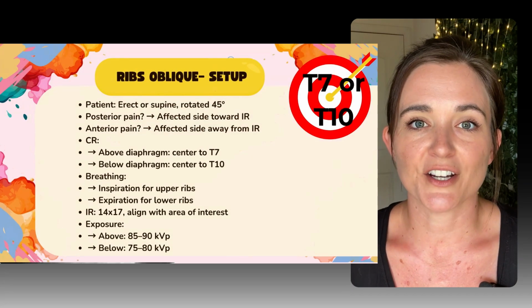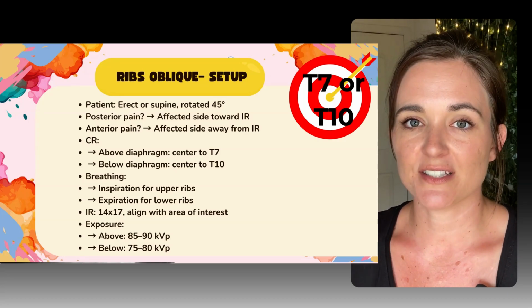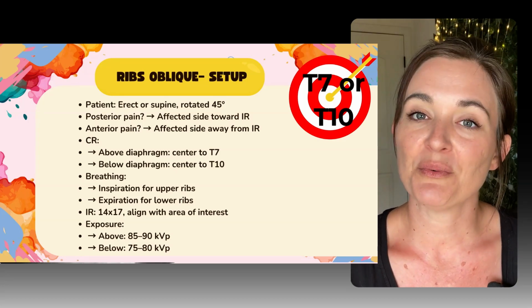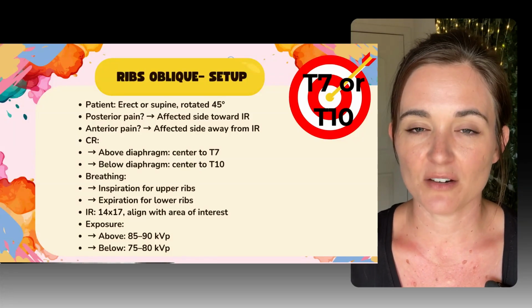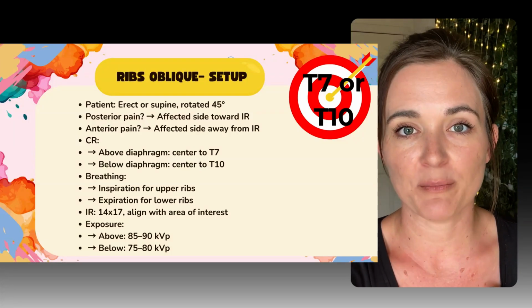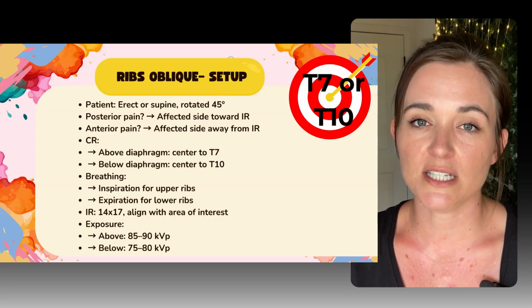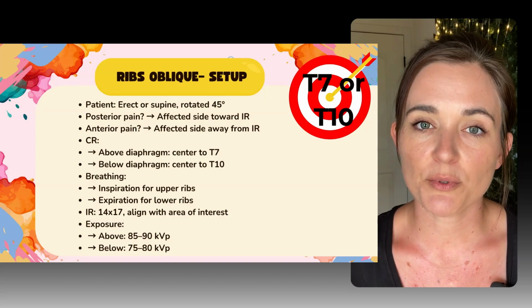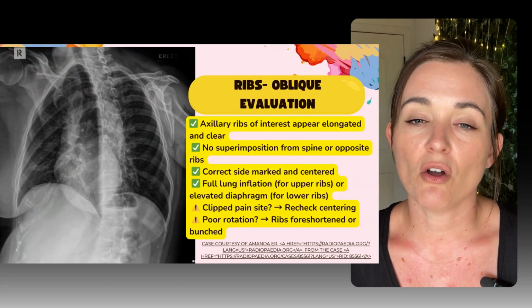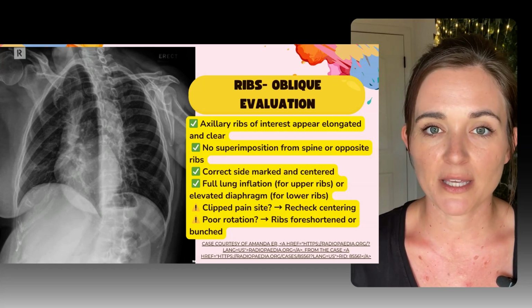To see the axillary ribs, use oblique view. You'll rotate the patient 45 degrees. If they're in posterior pain, we want to put the affected side towards the IR. If they're in anterior pain, we want to put the affected side away from the IR. Our CR is directed to T7 for above or T10 for below. Use inspiration for above and expiration for below. Your obliques should show elongated ribs of interest with minimal overlap. There should be no clipping, no foreshortening, and that's a wrap.